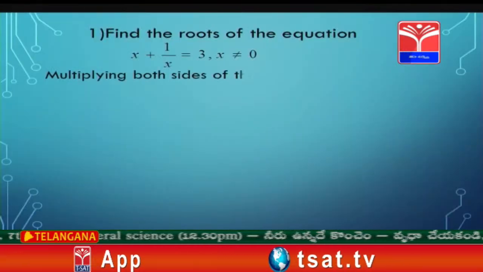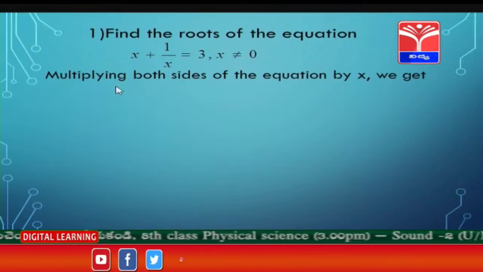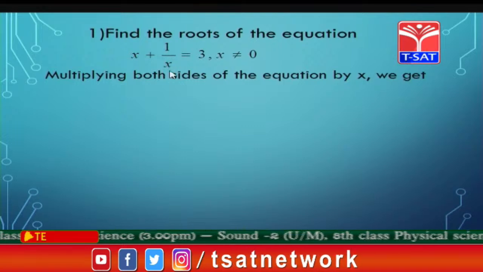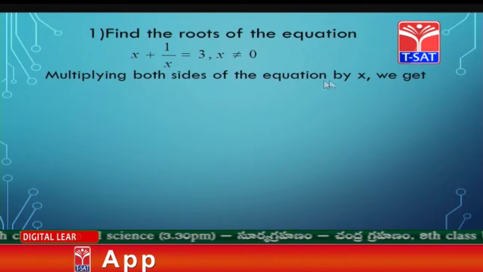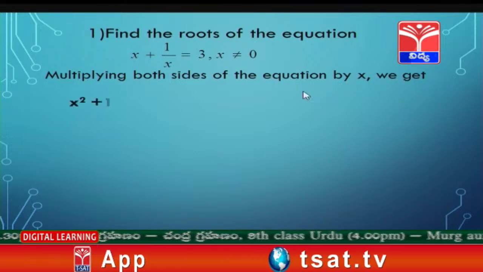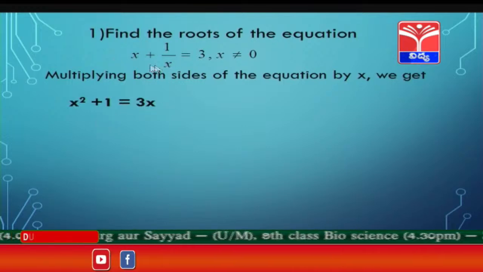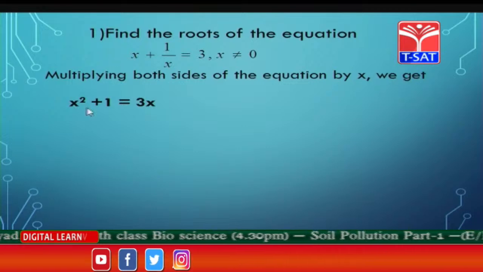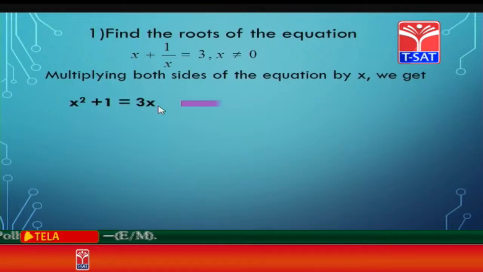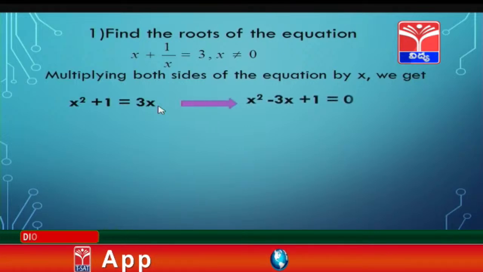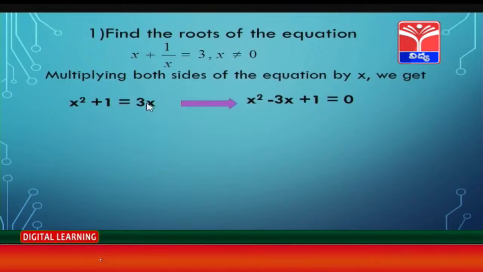We are given an equation x plus 1 by x is equal to 3, where x is not equal to 0. So, to remove the x in the denominator part of this fraction, let us multiply both sides of the equation by x. Then we get x square plus 1 is equal to 3x, which implies x square minus 3x plus 1 is equal to 0 after I transpose this 3x from RHS to LHS.